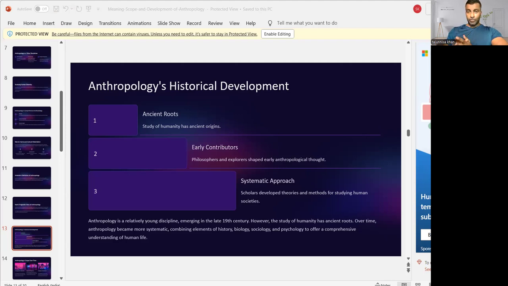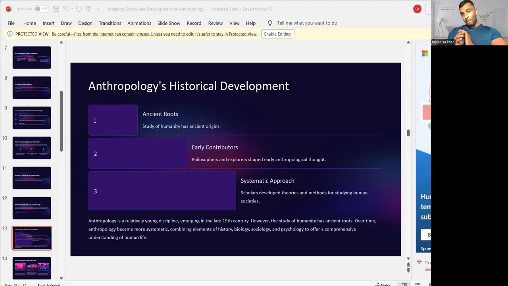Over a period of time, anthropology became more systematic as scholars developed theories and methods for studying human societies. So it's a relatively young discipline, but it has its roots in the ancient past also. There was a lot of contribution from the thinkers. They formulated the theories and methods for research. So over a period of time, it became systematic. And today, anthropology is a well-established discipline that combines elements of history, biology, sociology, and psychology also, and it offers a comprehensive understanding of human life.